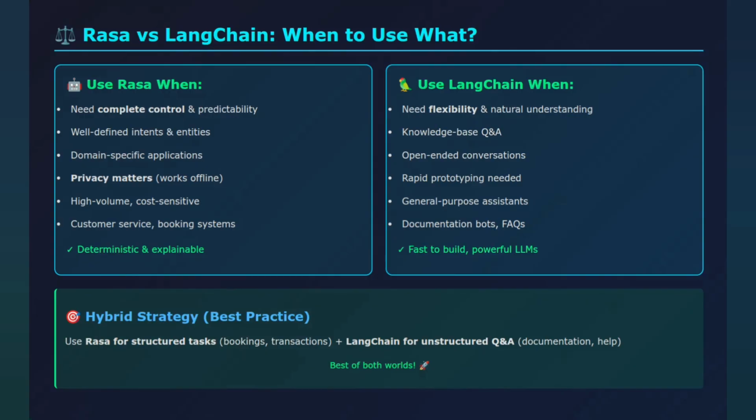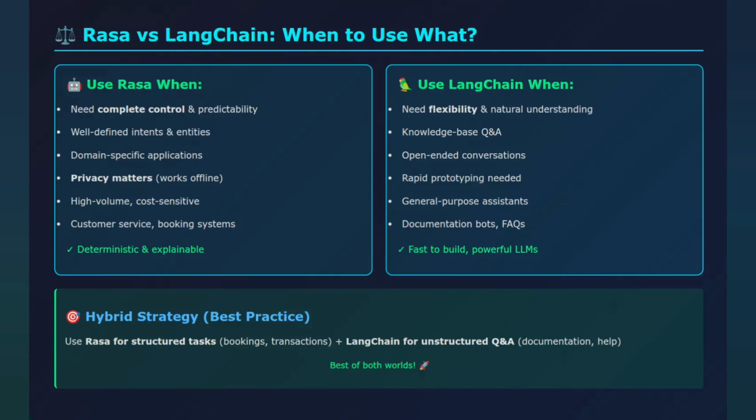Use LangChain when you need flexibility and natural language understanding. LangChain shines for knowledge-based chatbots, general-purpose assistants, and bots that need to handle open-ended conversations. It's faster to build and requires less training data, perfect for rapid prototyping or when your use case is too broad for explicit intent modeling.